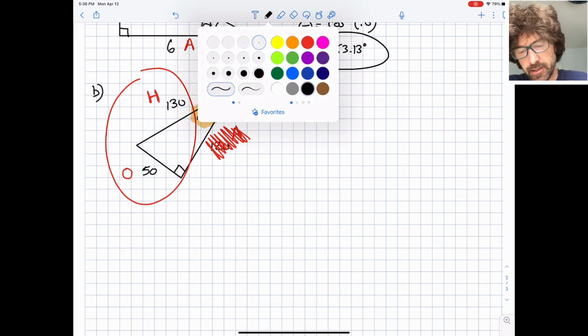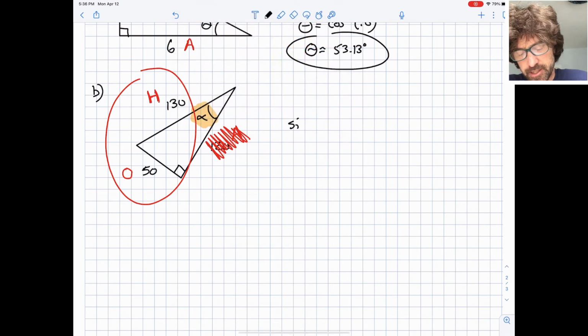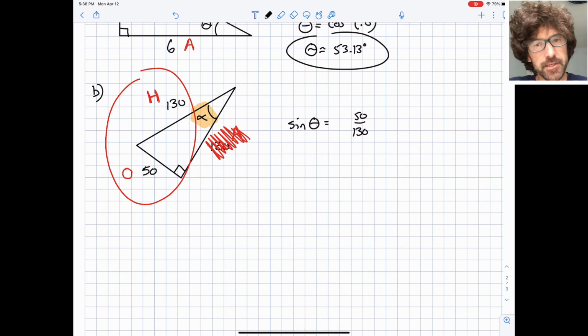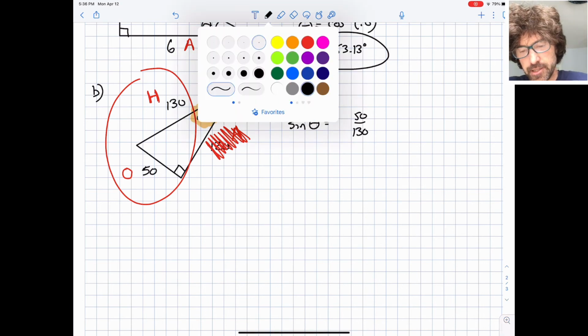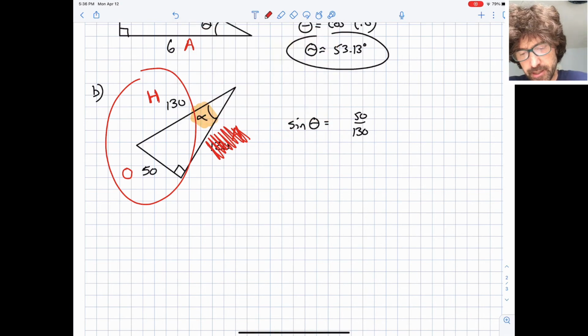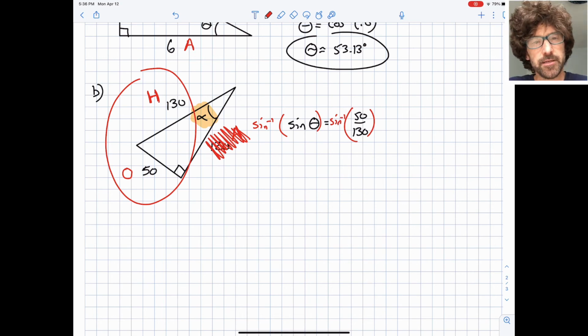So let's write out our equation. The sine of our unknown angle theta is equal to the opposite, which is 50, divided by 130. Now we just need to solve for theta. And again, to do that, we're going to take the inverse sine, the inverse function, of both sides. If we take the inverse sine of the left side, those will cancel out, leaving us with just a theta. But we need to, of course, do that on the right side as well. We need to do the same thing to both sides of an equation.